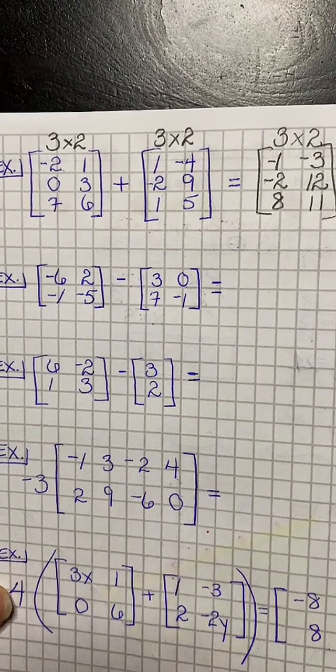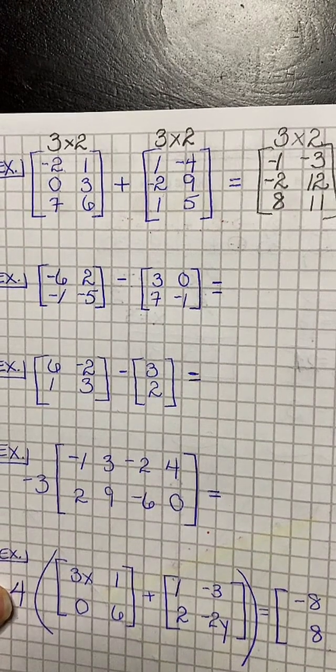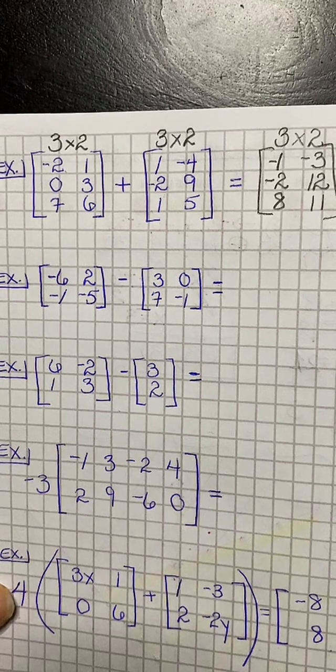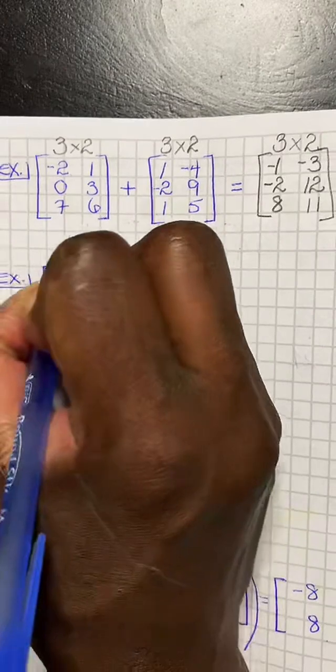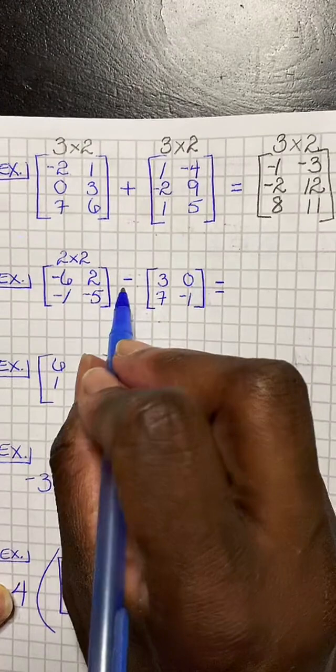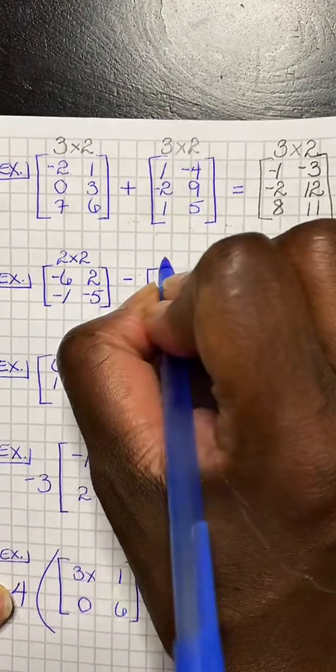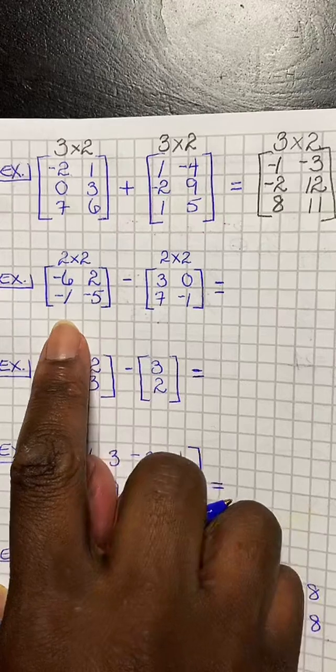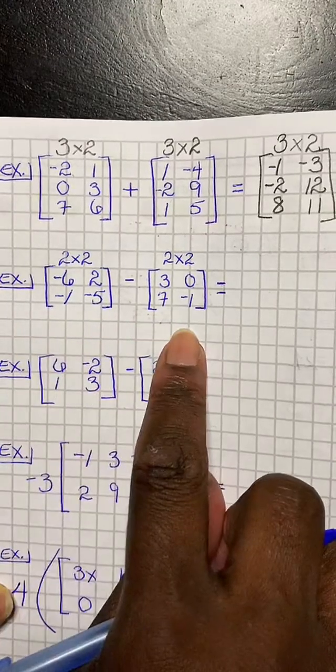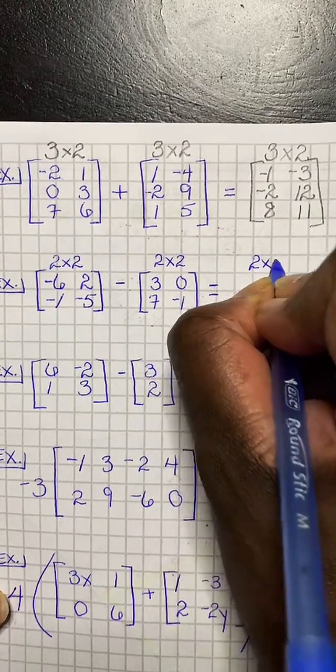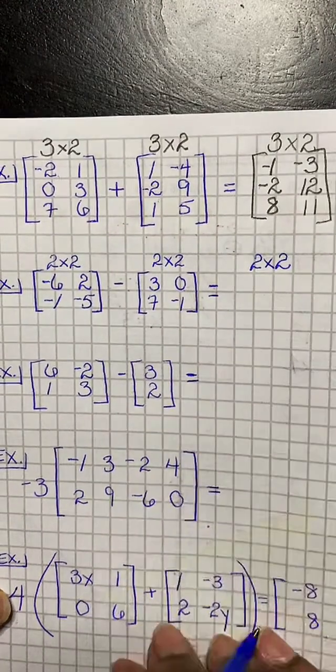So now, for the next one, we have here a 2 by 2 matrix, 2 rows, 2 columns, and we're subtracting by a 2 by 2, 2 rows, 2 columns. So that means 1, I can combine these, and 2, my answer should be a 2 by 2 matrix.